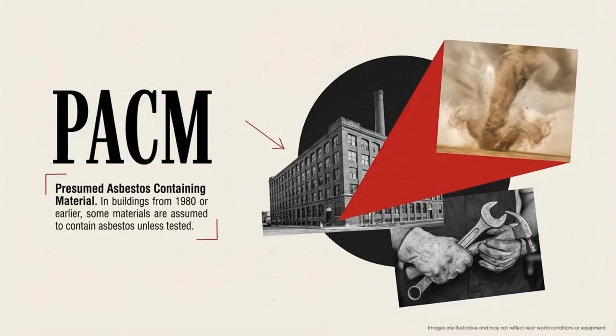Okay, one of the most important ideas you need to get is something called PAC-M. That stands for Presumed Asbestos-Containing Material. Think of it as a guilty until proven innocent rule. Basically, if you're working in a building from 1980 or earlier, you have to assume that certain materials, especially things like insulation, contain asbestos unless you have a lab test that proves they don't.